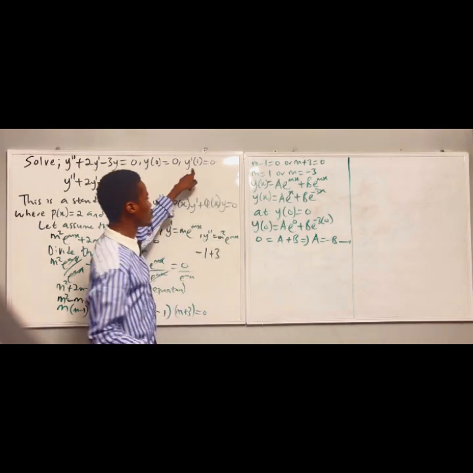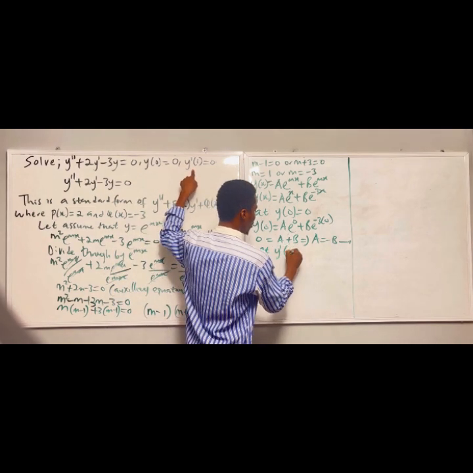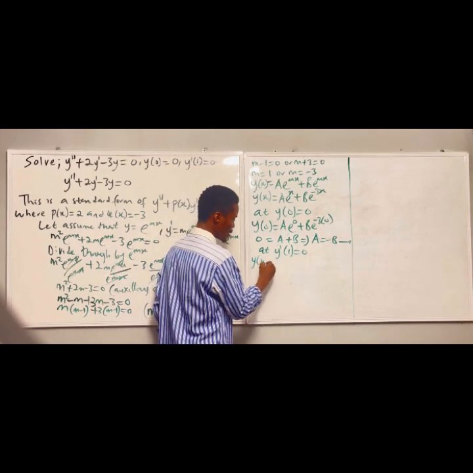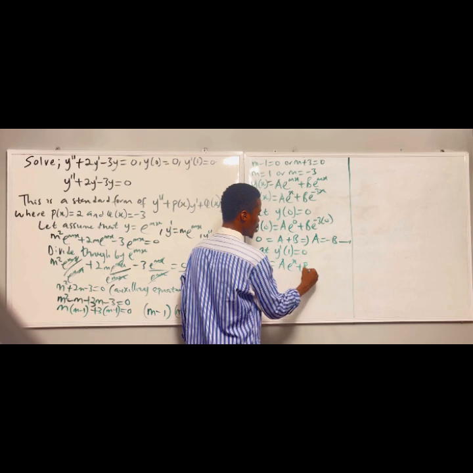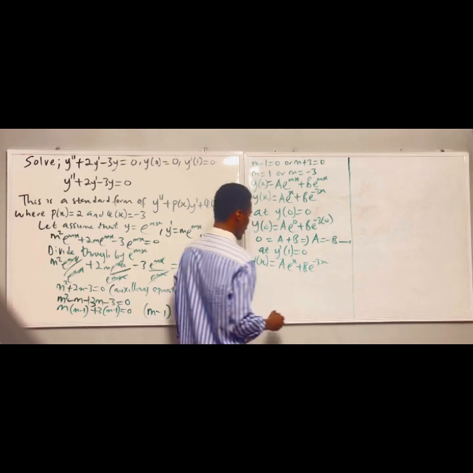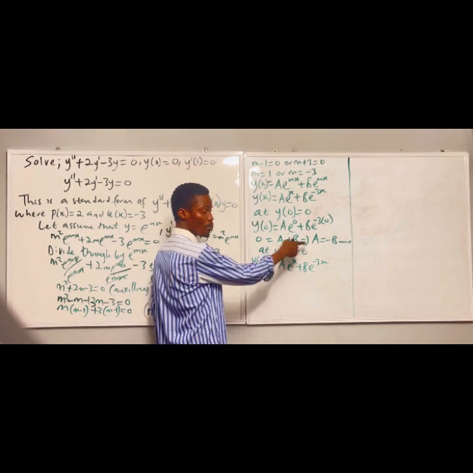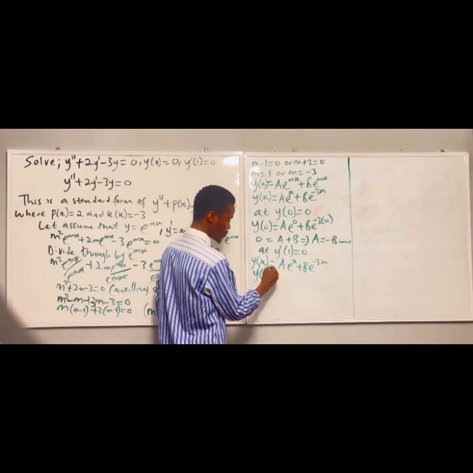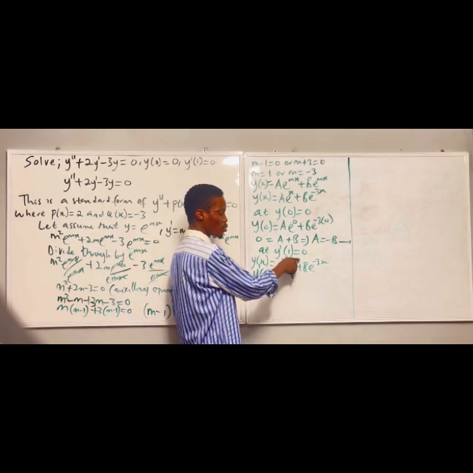So let me now consider the second boundary condition at y prime of 1 is equal to 0. Since y of x, our general solution, is A exponential x plus B exponential minus 3x, I have to find the first derivative of this solution, y prime of x. It means I want to differentiate with respect to x. I'm going to differentiate this only.